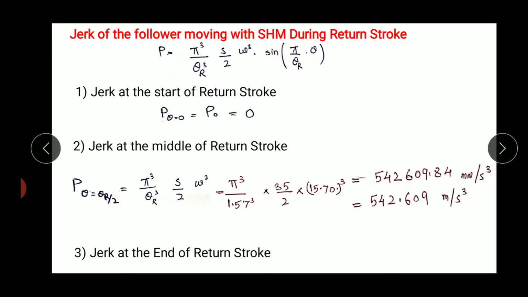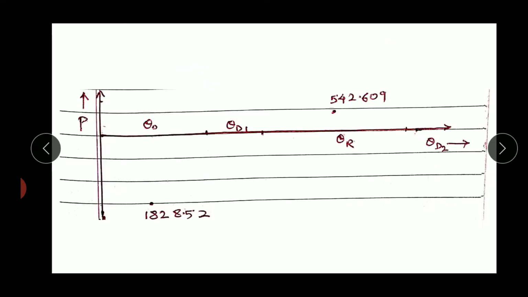Jerk at the end of return stroke, so at the end means theta is equal to theta r. So put theta is equal to theta r over here. Theta r will get cancelled and what remains is sin pi. Sin pi is 0, so the entire term will become 0. So jerk at the end of return stroke will become 0.